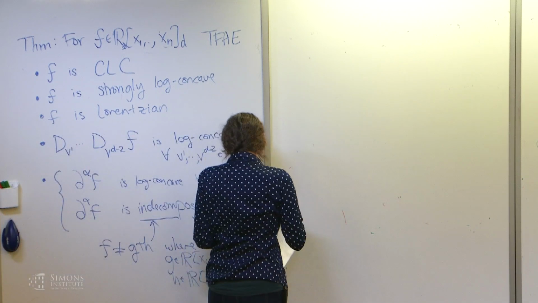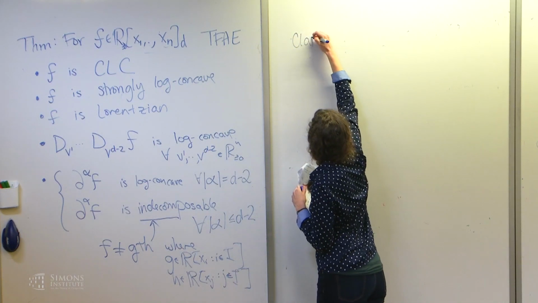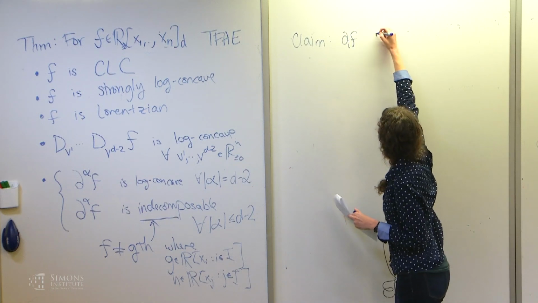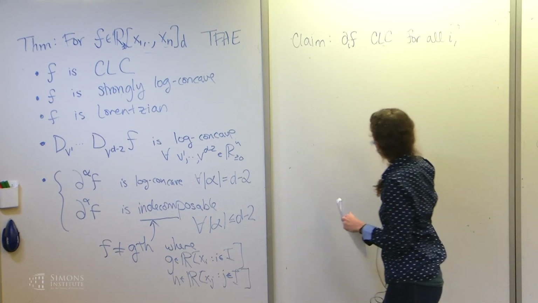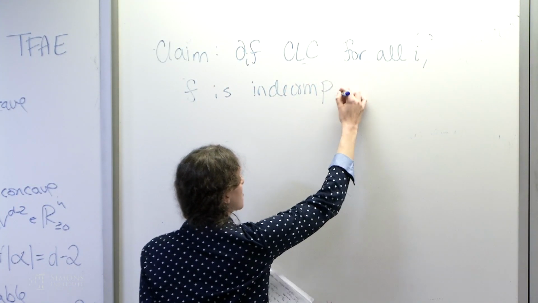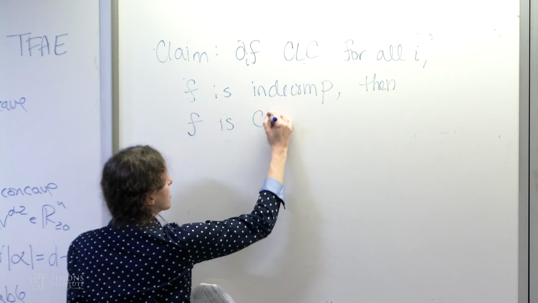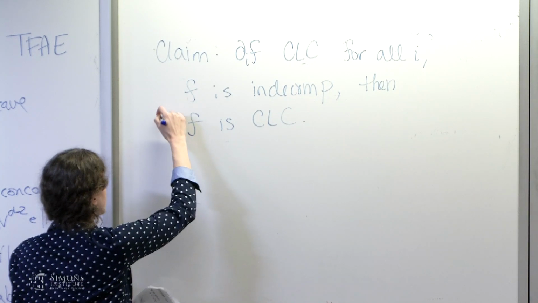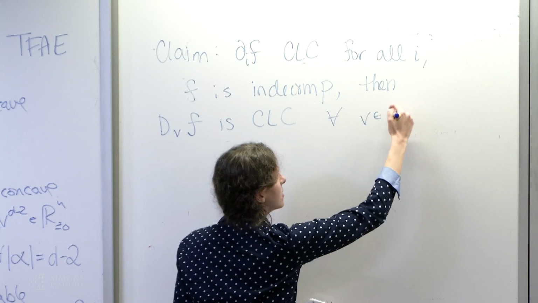And this indecomposable, so this, okay, the other claim is that if you have derivatives that are completely log-concave for all i, and f has this property, then f is completely log-concave. So step prove it, or let's even do directional derivatives are completely log-concave for all vectors.